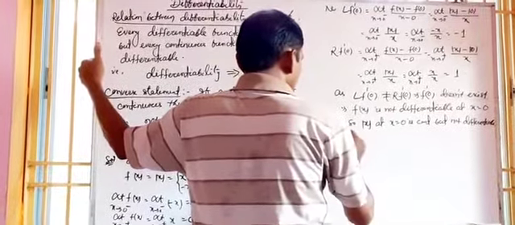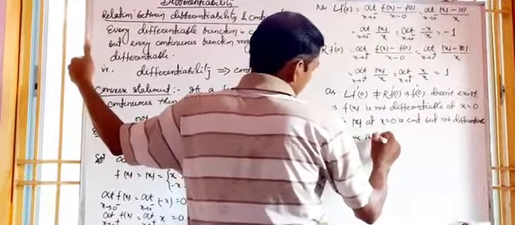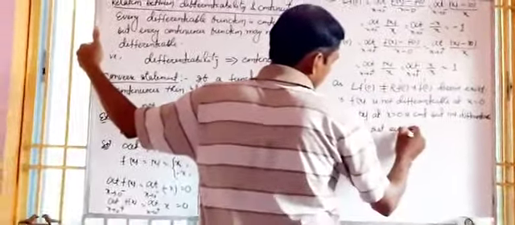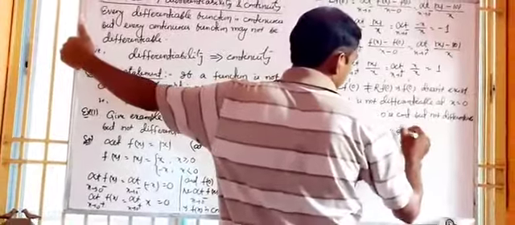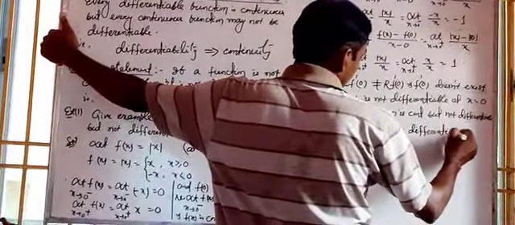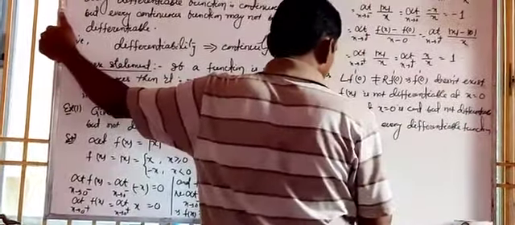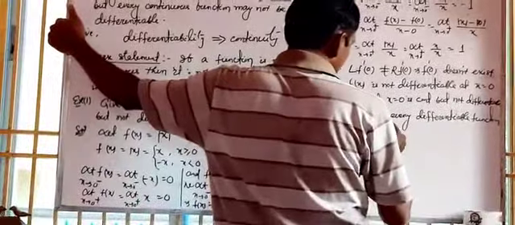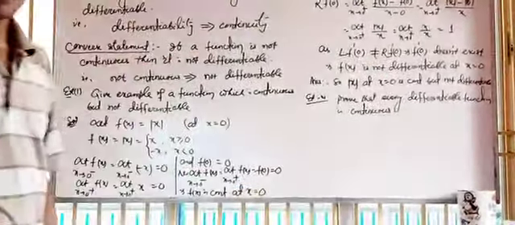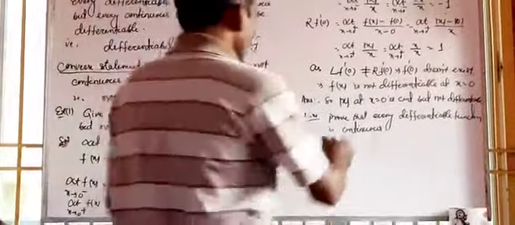Now I will prove the first part. Second, prove that every differentiable function is continuous. This is the first part. Every differentiable function is continuous. So here, proof.